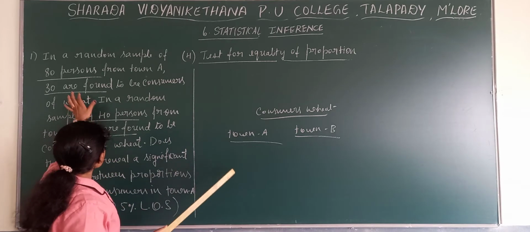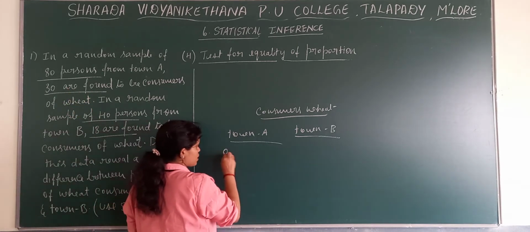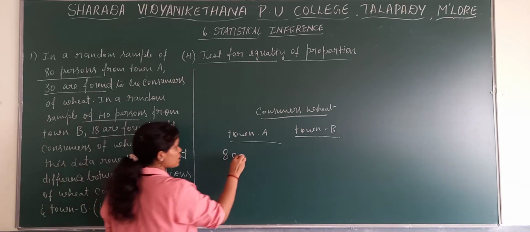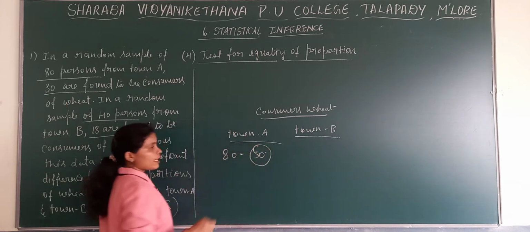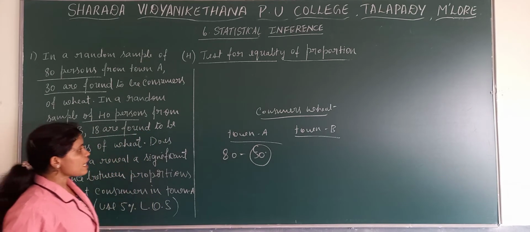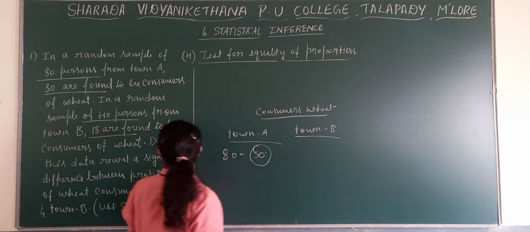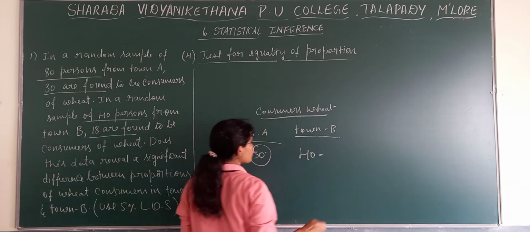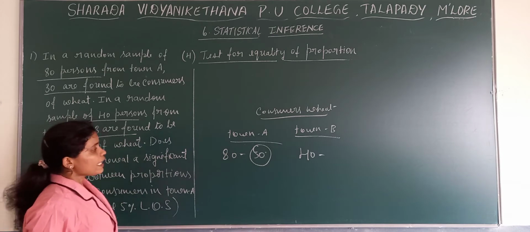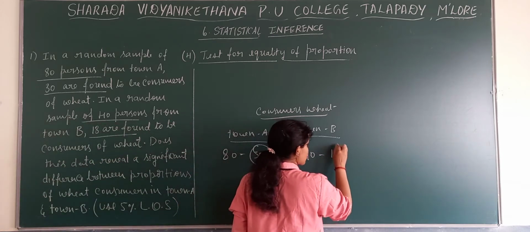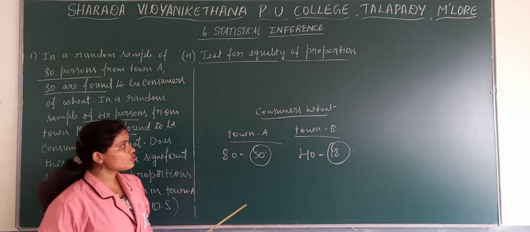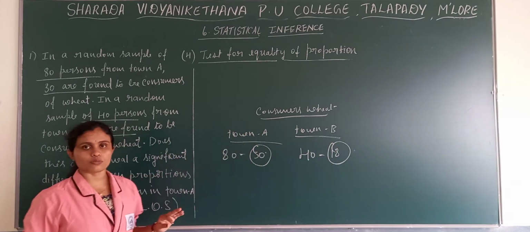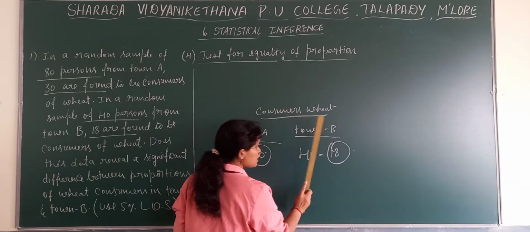In town A, they checked with 80 samples. In that 80, they found that 30 are consumers of wheat. Another sample they have taken from town B, a sample of 40 persons. Out of that 40, they found that 18 are consumers of wheat. Now we need to check whether there is any significant difference between the wheat consumers of town A and town B.